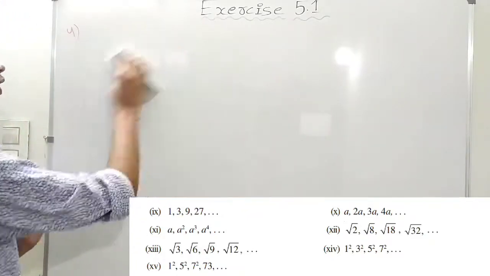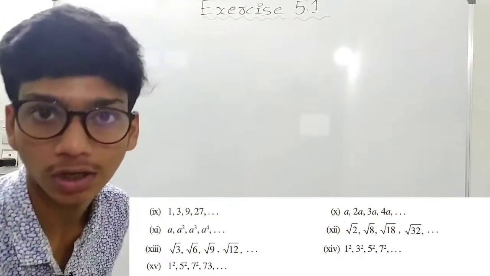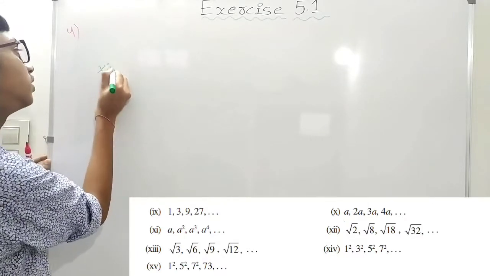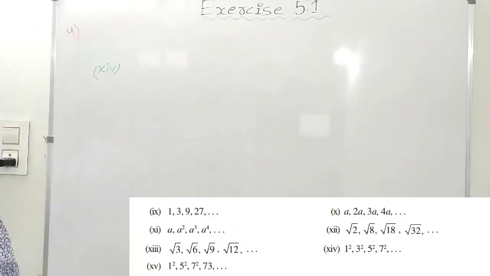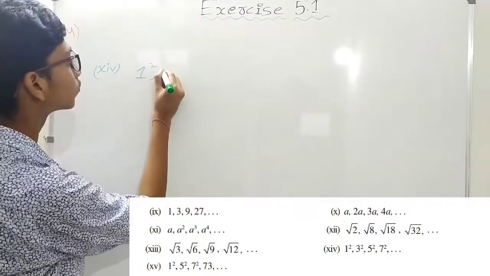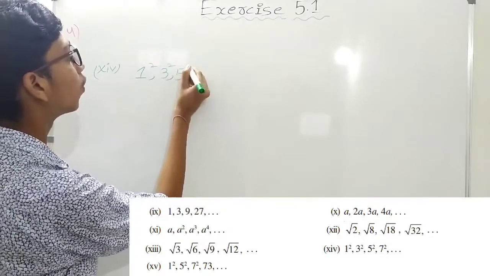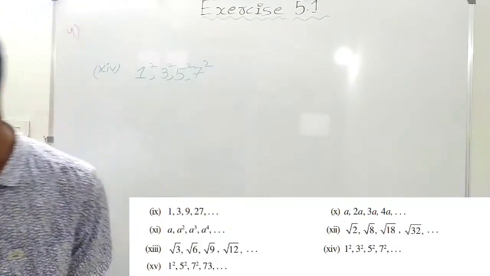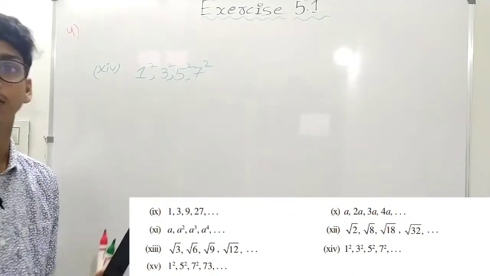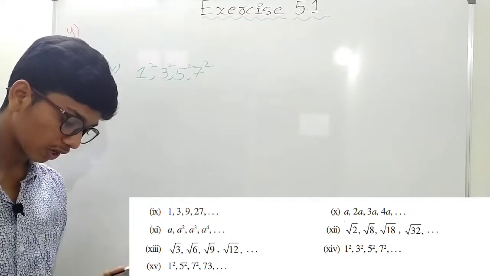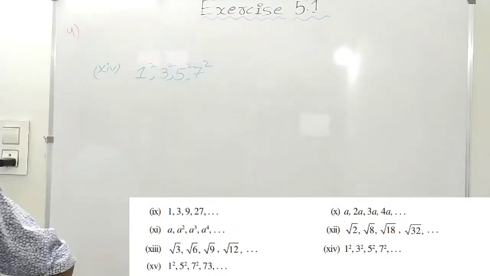And we are left with just 2 questions. Let's solve it together. The 14th question is 1 square, 3 square, 5 square, 7 square. I am seeing the questions in the tablet. Here you can see only questions, not solutions.